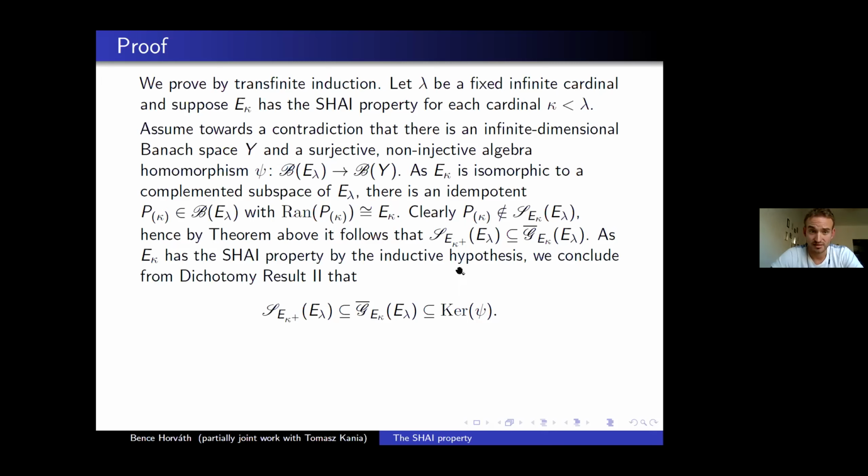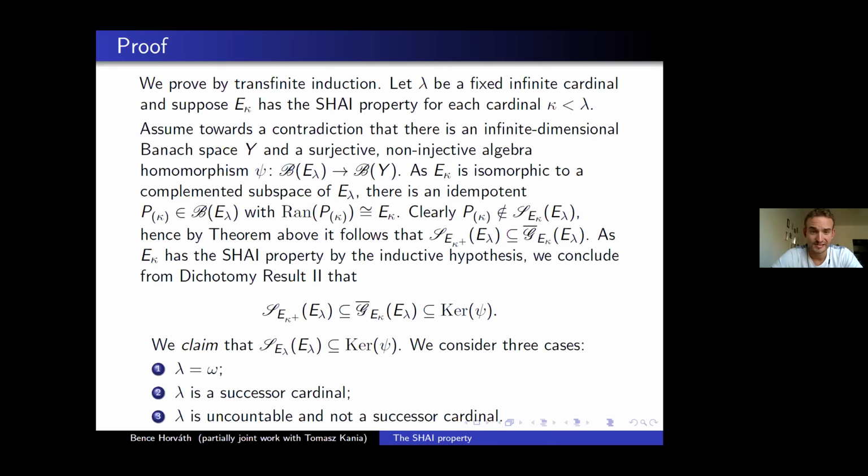So I'm going to use this second dichotomy result I had written previously to know that this ideal will be contained in the kernel. Hence, of course, with the other result, we know that the E kappa successor singular operators will be contained in the kernel. We will now prove that because of this, it must be true that the E lambda singular operators are contained in the kernel. As usual with transfinite induction, we're going to be considering 3 cases.